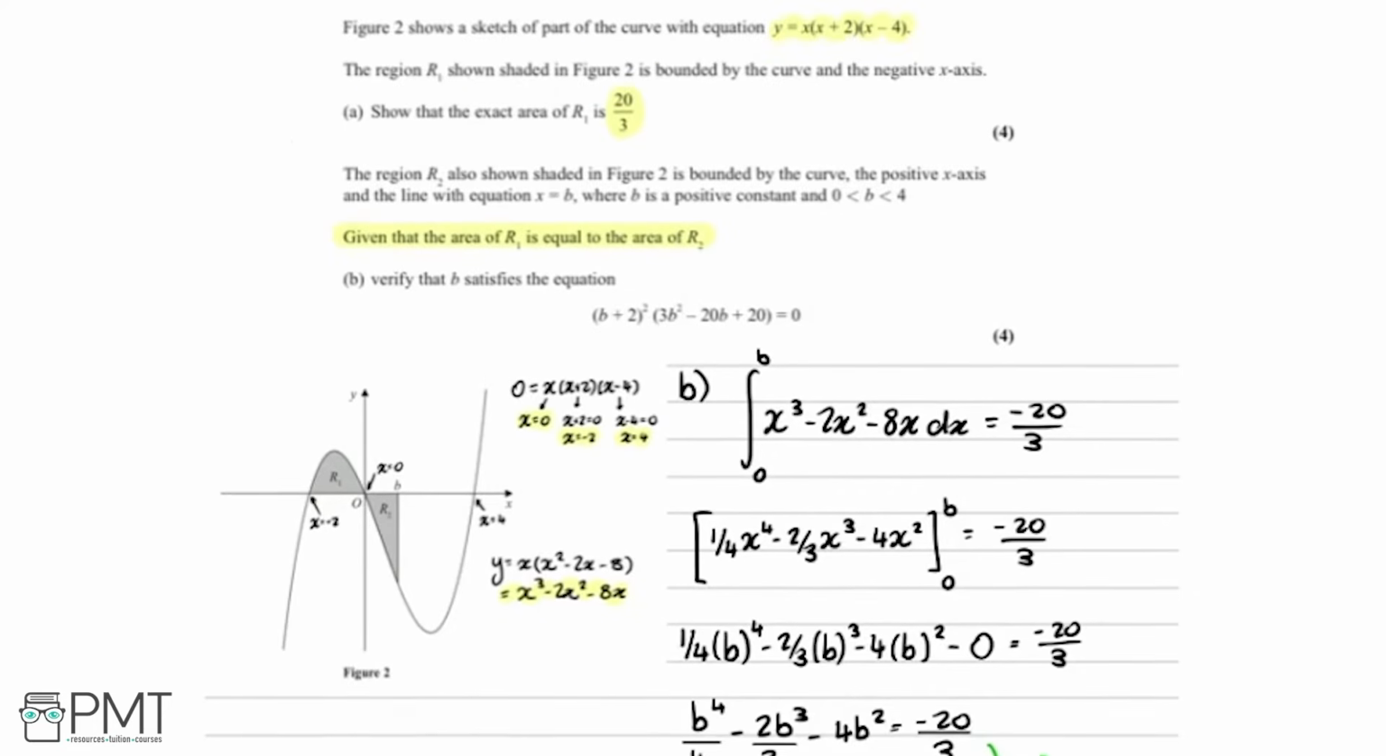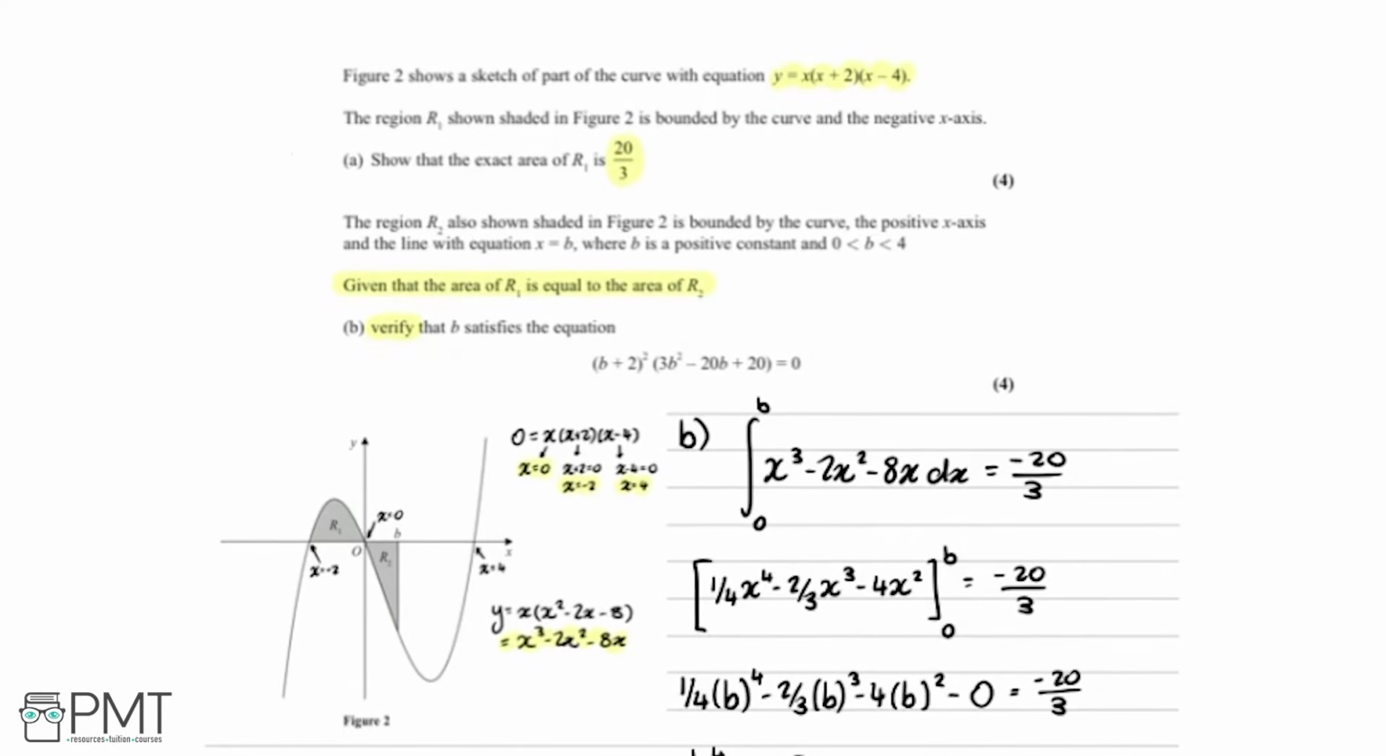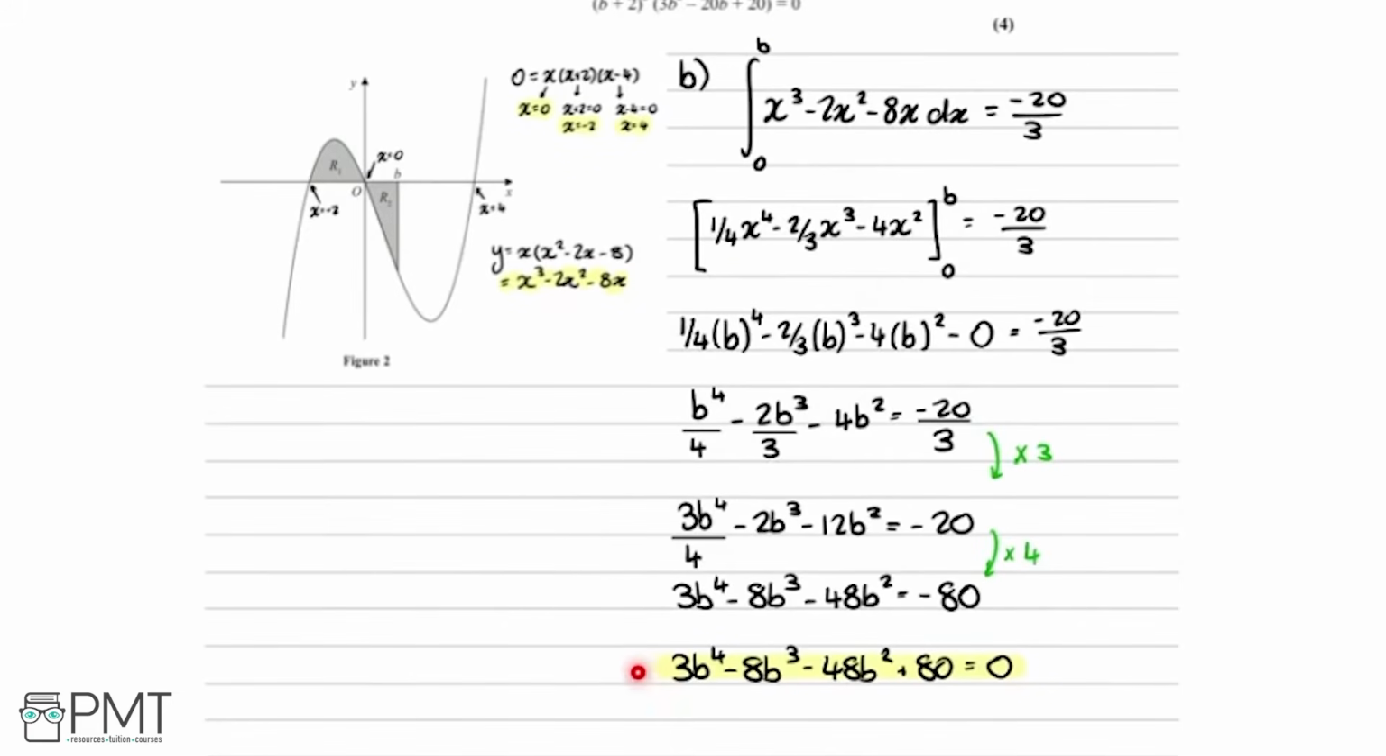I just want to point out the reason we can do this is that it says verify in the question. So this is a way that we can verify it. We can sort of work backwards and meet in the middle. However, if it didn't say verify and it said show that, it would be better to work with this equation and sort of factorize it out till we get to the desired answer. But the fact that it says verify in this question means I'm going to use this method of working backwards. So expanding the brackets, we get b plus 2 squared multiplied by 3b squared minus 20b plus 20 equals 0.